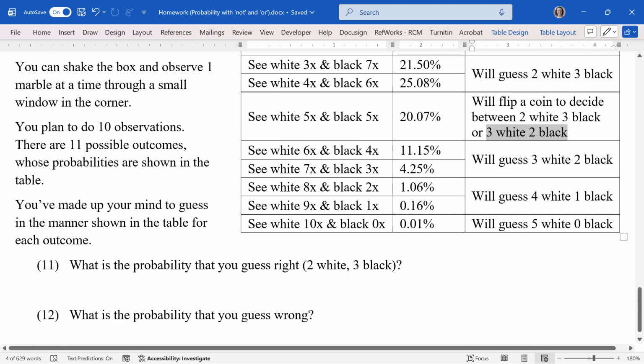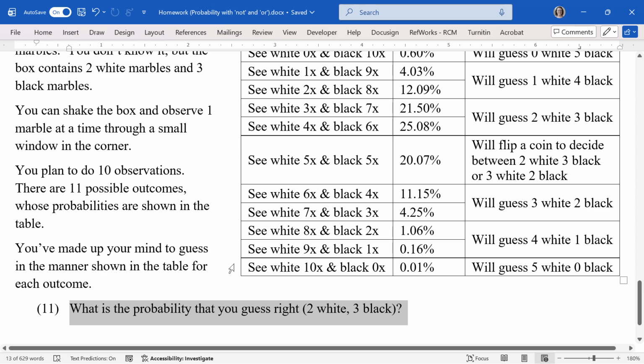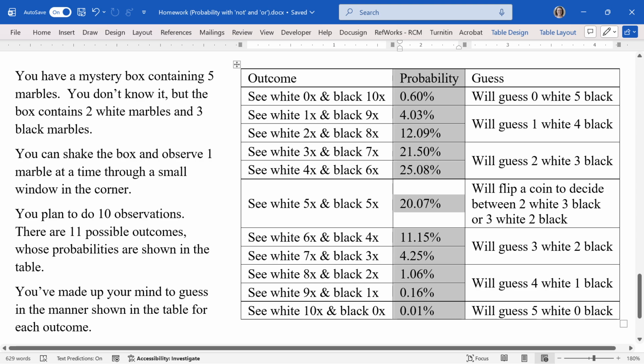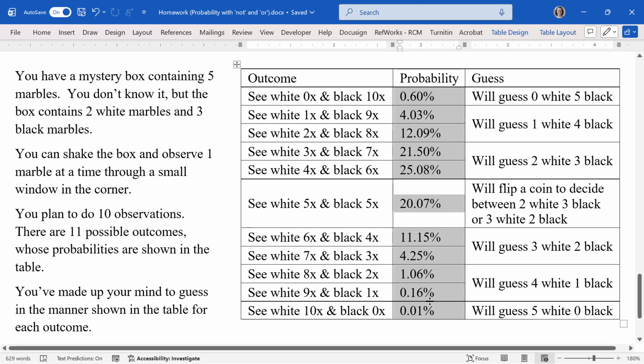So now what are the actual questions? What is the probability that you guess right? I calculated these probabilities here under the assumption that the box really does contain 2 white marbles and 3 black marbles. So I had to have that information to calculate these probabilities. As you see, the most likely thing that would happen is that it comes out the same proportions. 2 out of 5 are white, which is the same as 4 out of 10. And 3 out of 5 are black, which is the same proportion as 6 out of 10. So this is the most likely outcome.